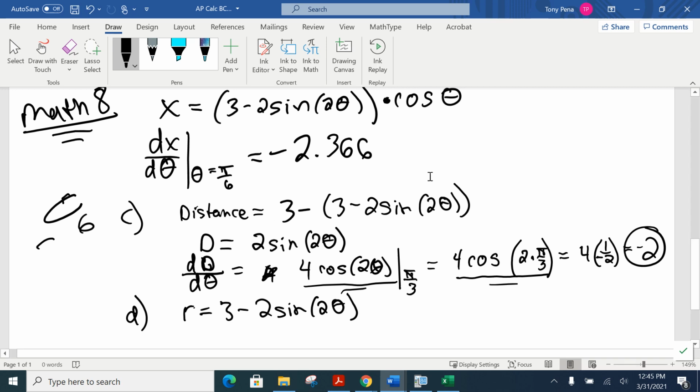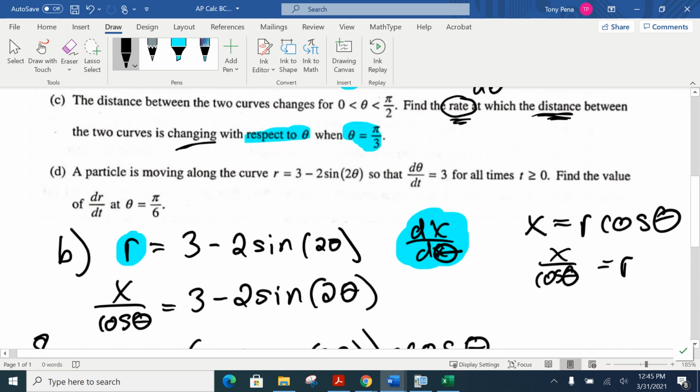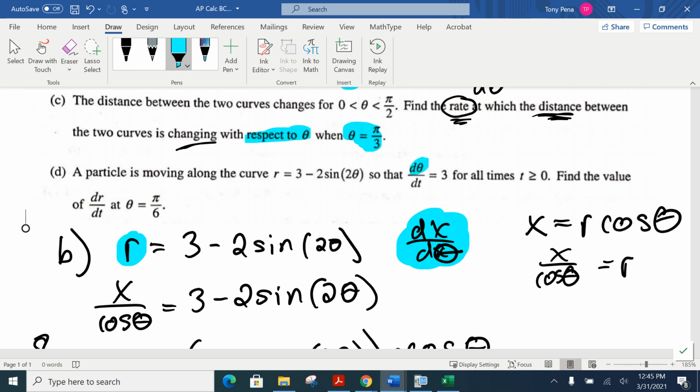But then look what they now give you. So let me go back up to this original problem because some of you don't have this here. They give you that d theta dt. Notice how there is no t right here. There's no t anywhere. But d theta dt is going to equal 3. And then they want you to find the value of dr dt at the angle of pi over 6.